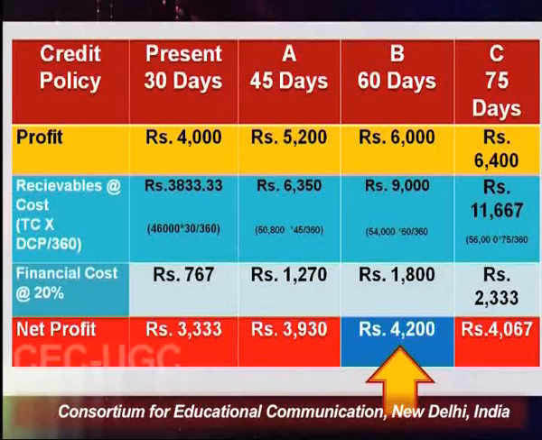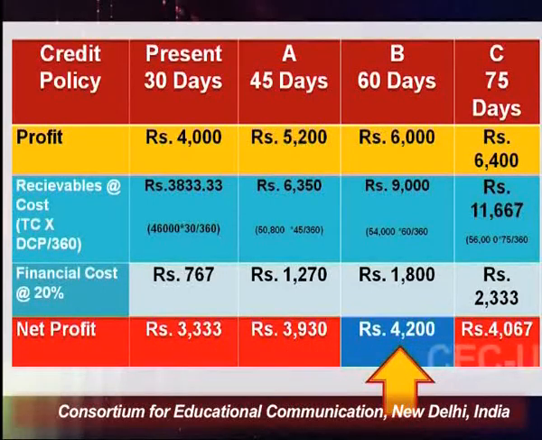And if you extend your credit to 45 days, your financial cost becomes 1270. If it is further extended to 60 days, it becomes 1800. And for the last option, which is actually giving the longest credit period to our customers, that is 75 days, the interest is also the maximum, that is 2333.